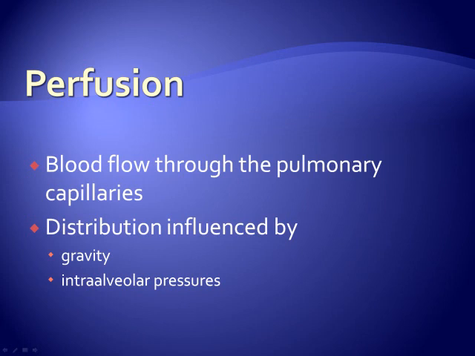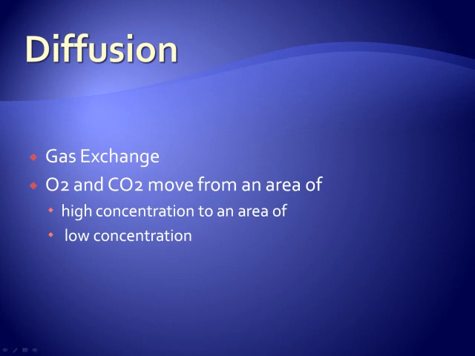That's going to decrease the distribution of perfusion to the alveoli because of that increase in pressure in the alveolus. Diffusion, on the other hand, is the third part in the process. The first part was the ventilation, so we had to get the oxygen into the alveolus. Now we're going to perfuse some blood flow around that alveolus. Now we have diffusion, where we have the gas exchange. So when we talk about diffusion, that's the gas exchange.